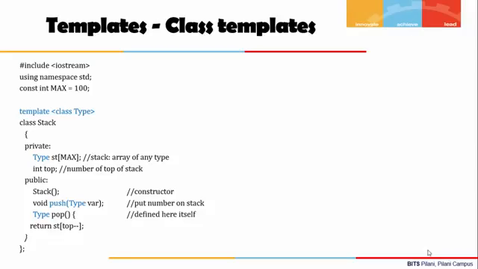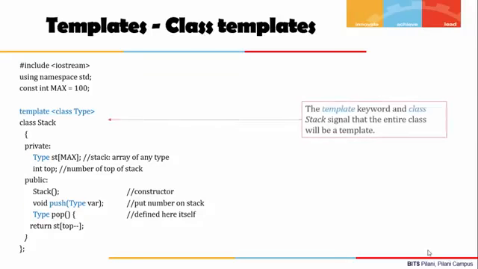Here the class stack is presented as a template class. So template in brackets, class and type. This approach is similar to what we saw in function templates. The template keyword and class stack signal that the entire class will be a template class. Now, a template argument named type in this example is then used instead of a fixed data type, for example, int.